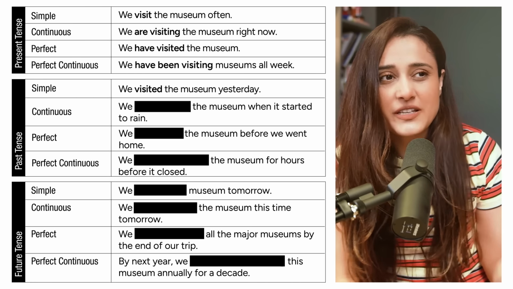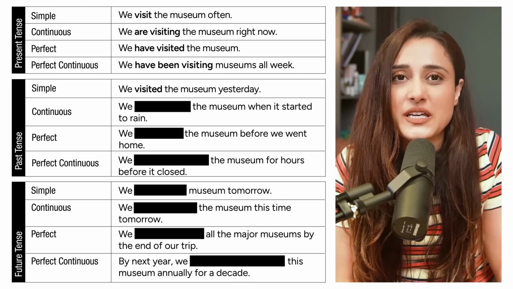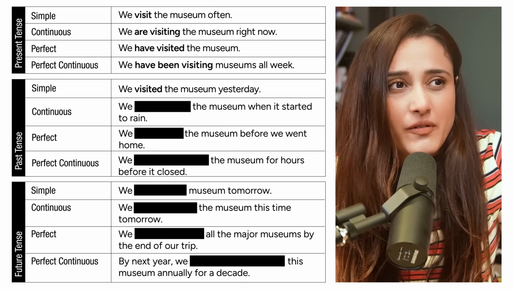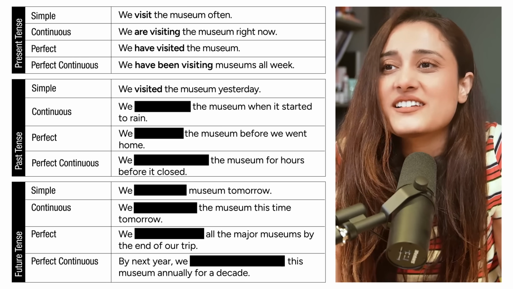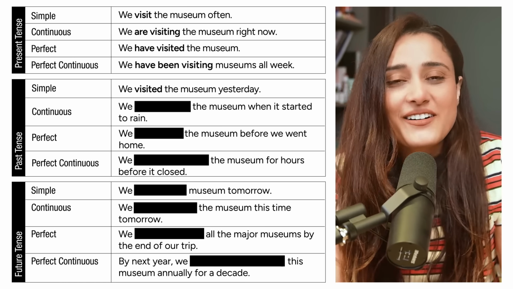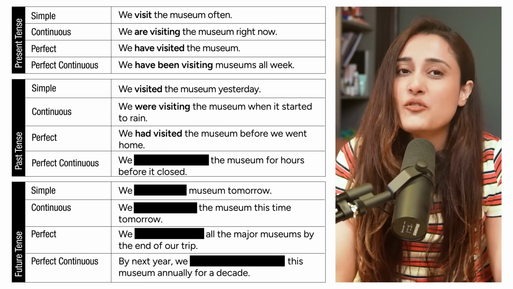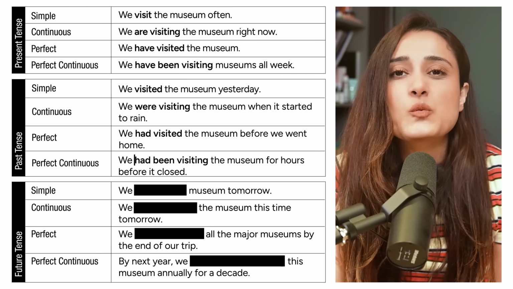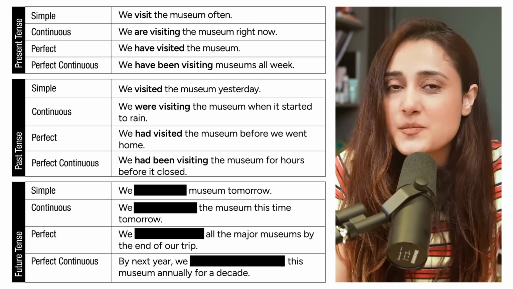You could have said we have been visiting museum for a week, but again, somebody would ask why are you going there again? Or what is it that you're looking for? Alright, so you get it. We were visiting the museum when it started to rain. We had visited the museum before we went home. We had been visiting the museum for hours before it closed.